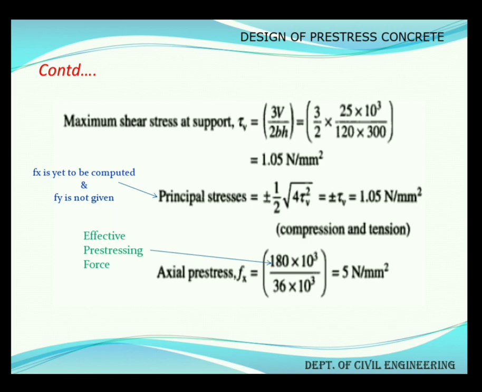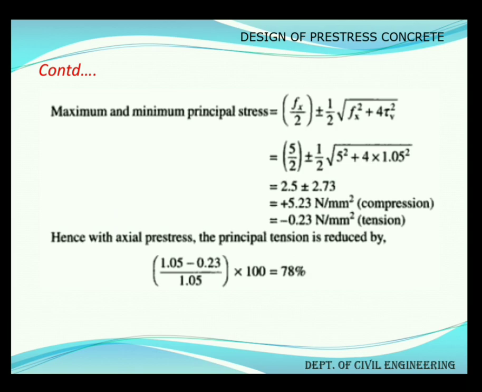Now let's find the axial pre-stress, that is Fx, which we used to find in the previous examples also. So now what happens to the axial pre-stress? 180 divided by the area, where 180 is the effective pre-stressing force, 180 into 10 raised to 3 divided by 36 into 10 raised to 3, which is the area of the section. We get the axial pre-stress as 5 Newton per mm square. So we have computed Fx.